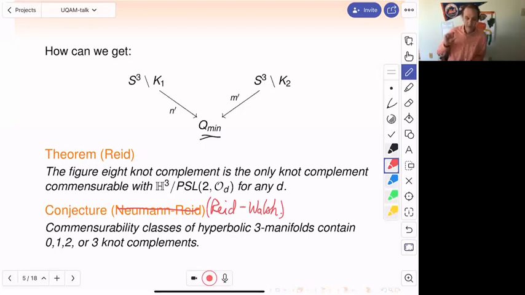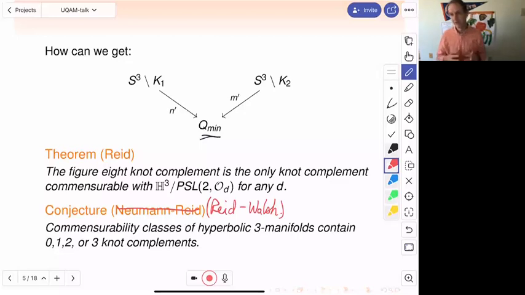Right, so first, if you take PSL2 OD and you take any D that's not 3, then you're going to see 0 knot complements in the commensurability class. So that's an infinite set of examples where we see 0. And then Reid and Walsh, in the paper that has this conjecture in it, show that 2-bridge knot complements are the only knot complements in their commensurability class. So there are in fact infinitely many knot commensurability classes with exactly 1 knot complement in them.